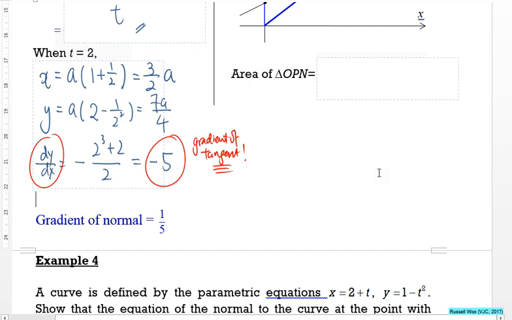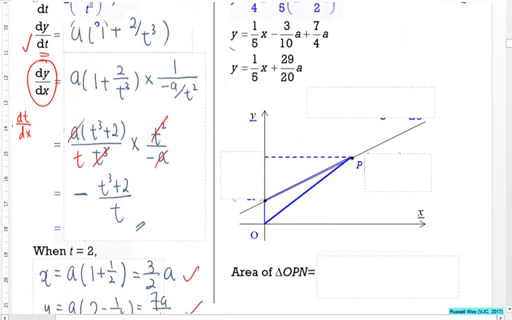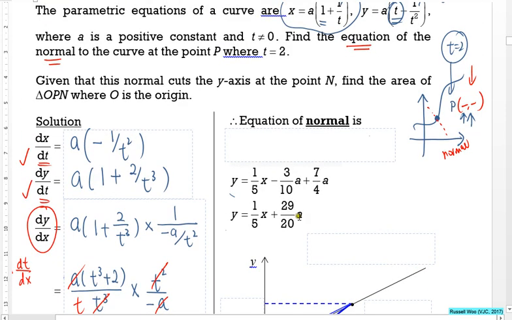But now we want the equation, which is easy now. Once you know this, you know this, you know this, you just want the equation of the normal: y minus y1 equals m, which is the gradient of the normal, times x minus x1. Simplify, and you get this equation. No big deal.